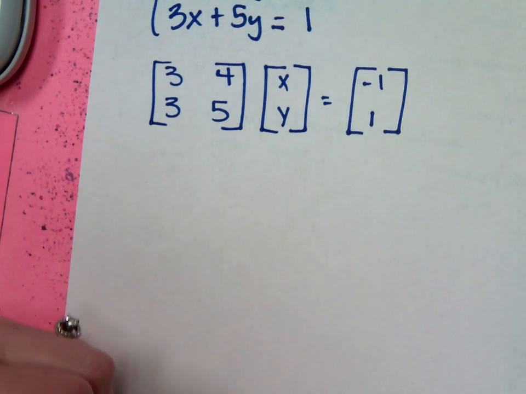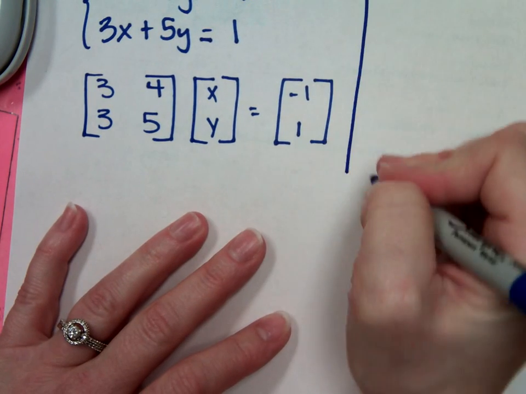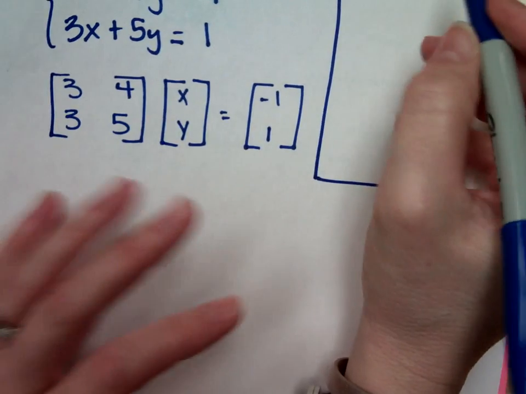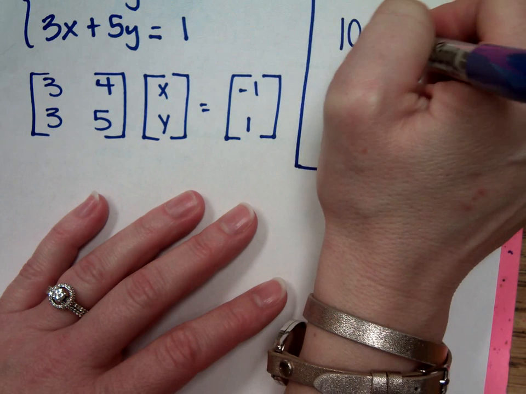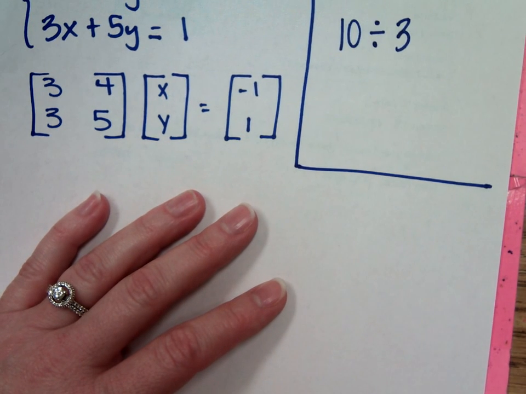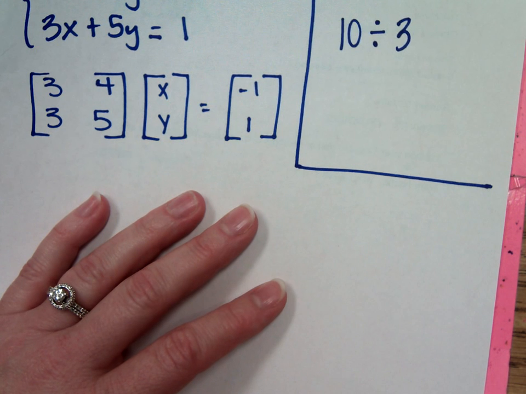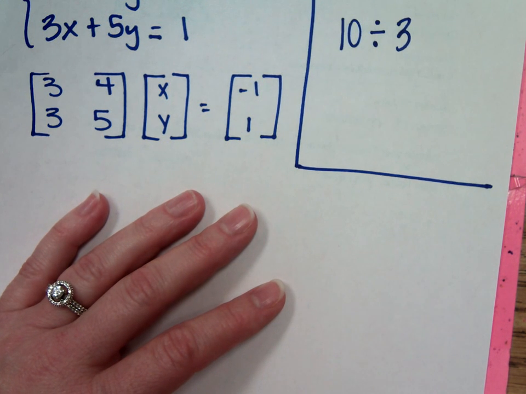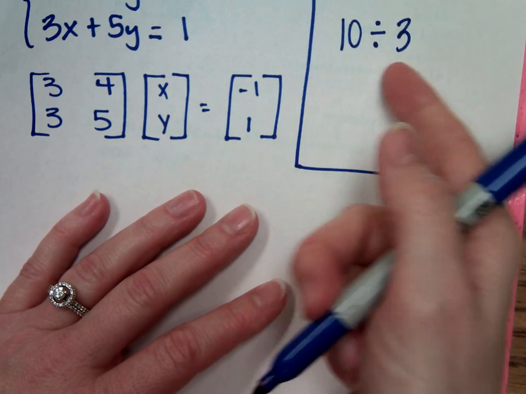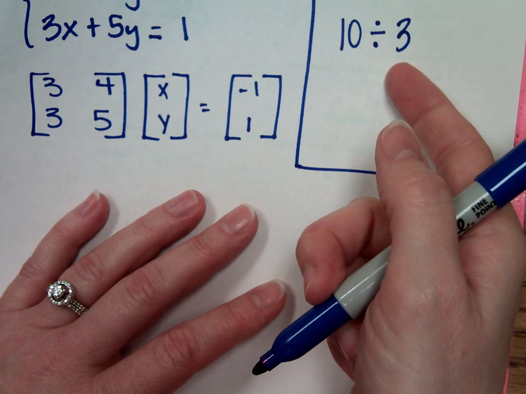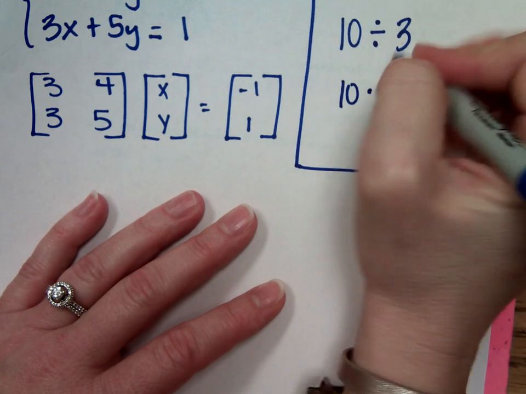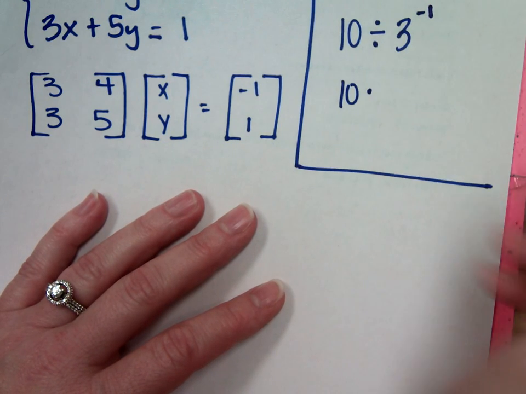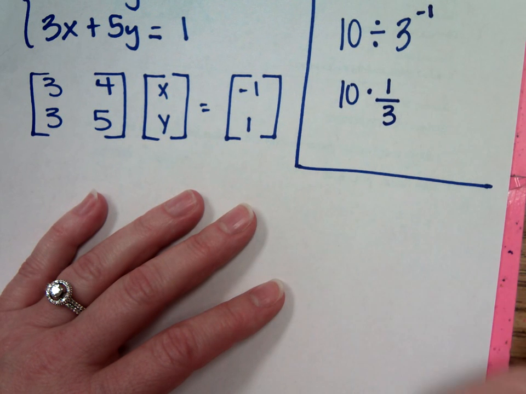So let me just ask you this question. Let's say that you had 10 divided by 3. But the division button on your calculator was not working. But the multiplication was. Is there something that you could multiply by that would get you this same answer? 10 times 1/3, right. You could do the inverse of 3 and it would be the same answer. You'd get the same answer, okay?